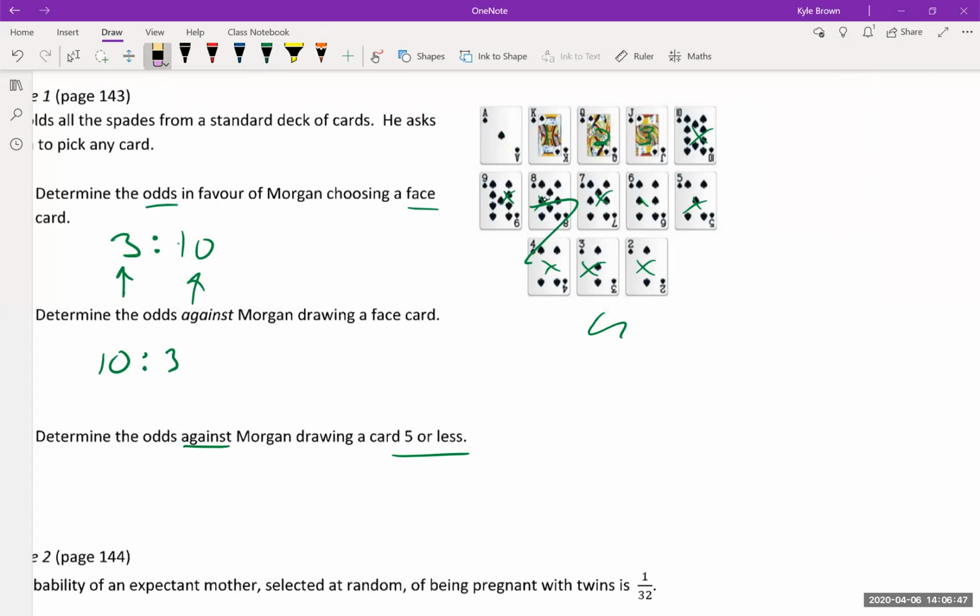Okay, so odds for drawing cards 5 or less. How many cards 5 or less do we have? We'll call ace 1. So it'd be 1, 2, 3, 4, 5. So that would be 5.